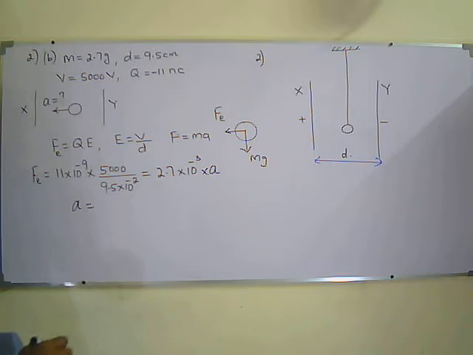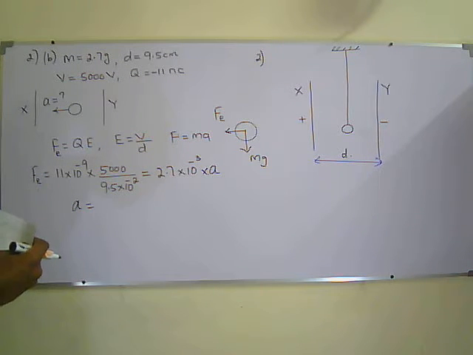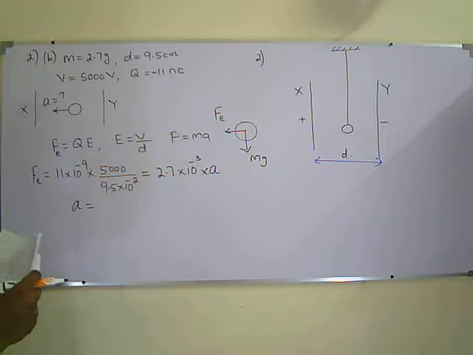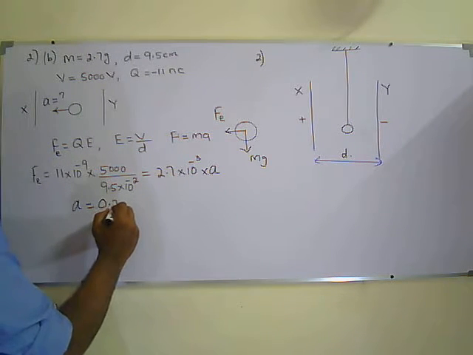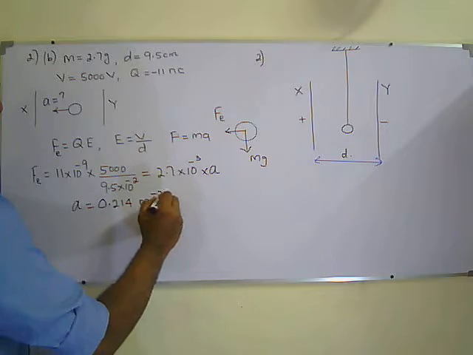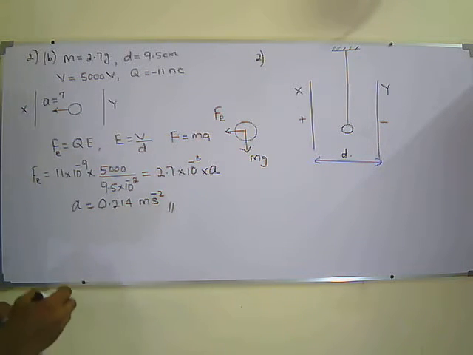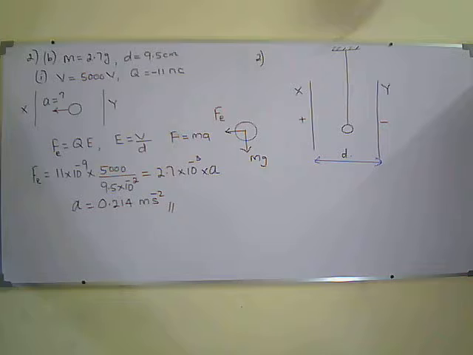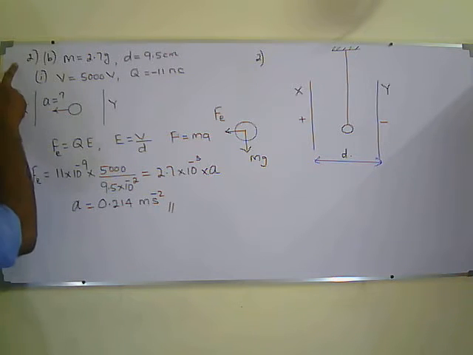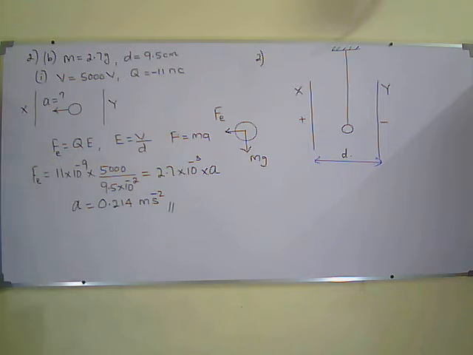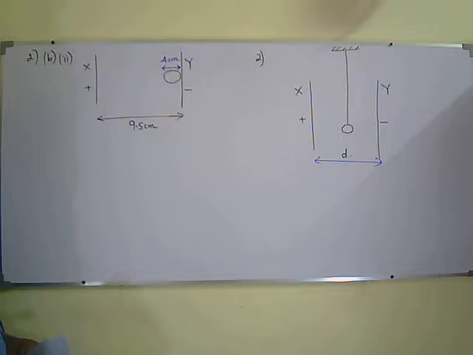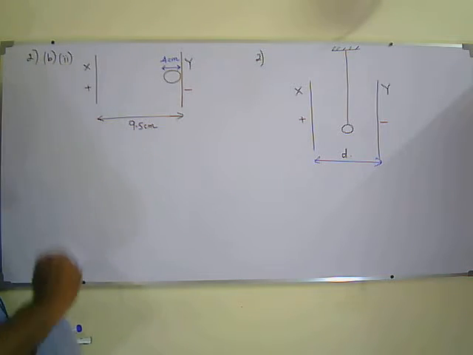So find the acceleration. You will get acceleration that will be equal to 0.214 meter per second squared. That's the answer for the B part, question number 2. Okay, that's the answer for question number 2, B part, first part. Okay, now question number 2, part B, second part.